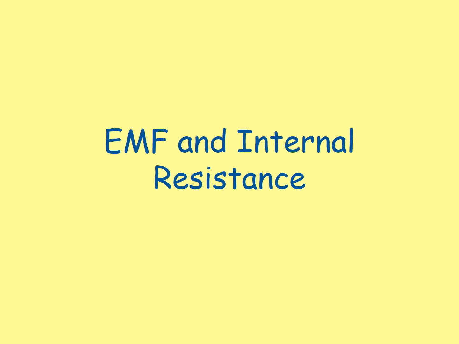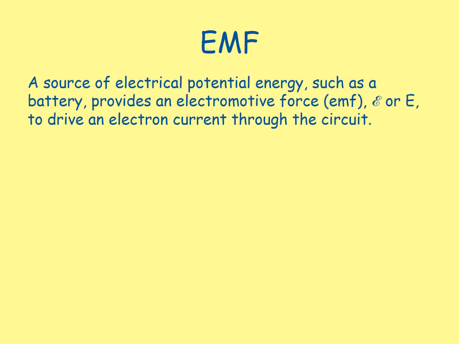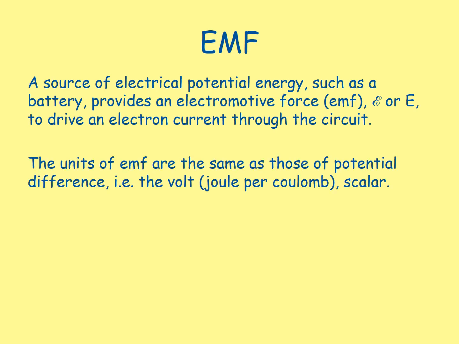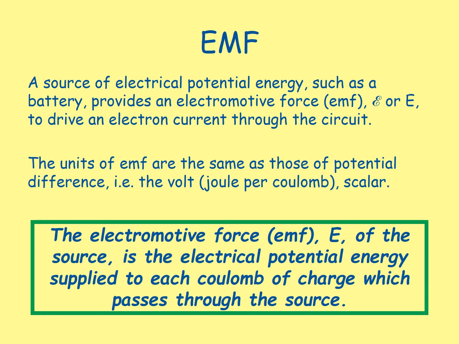EMF and internal resistance. EMF. A source of electrical potential energy, such as a battery, provides an electromotive force, EMF. We can write this as a curly E or just a regular capital E, to drive an electron current through the circuit. The units of EMF are the same as those of potential difference, i.e. the volt, or joule per coulomb. This is a scalar. The electromotive force of the source is the electrical potential energy supplied to each coulomb of charge which passes through the source.